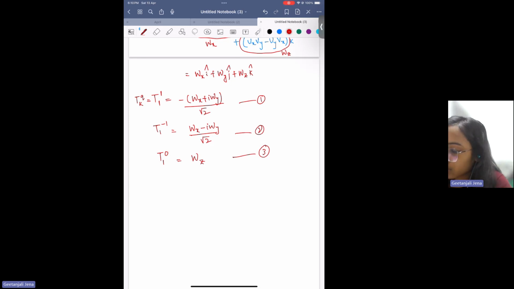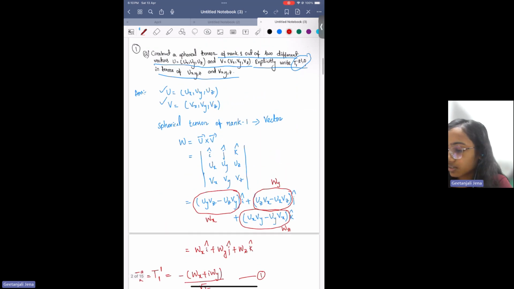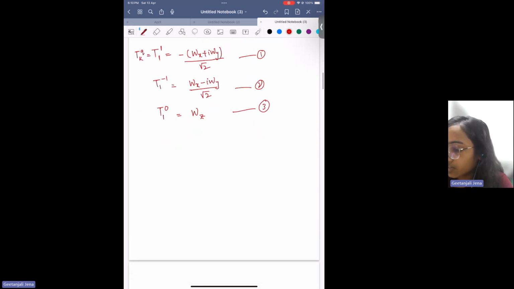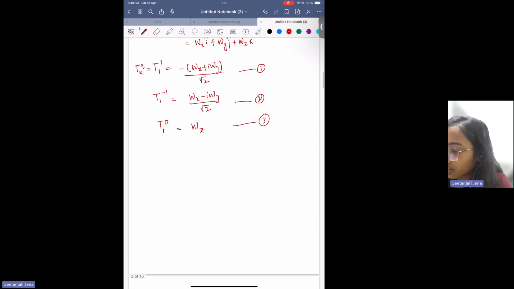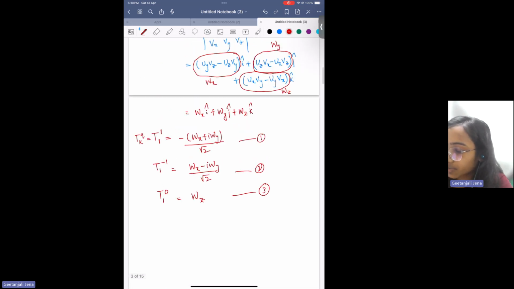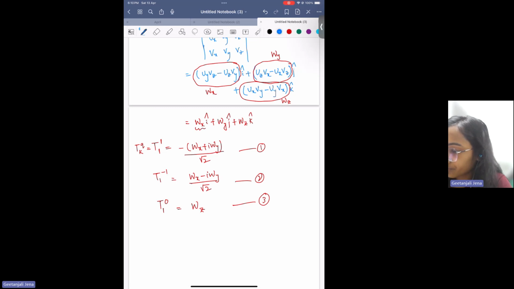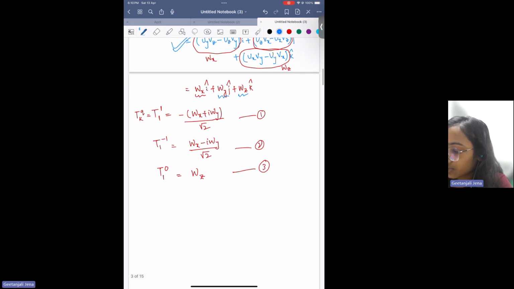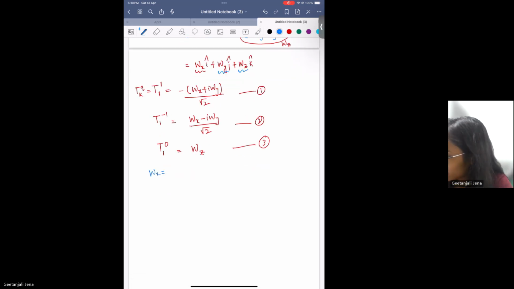Now the question is asking to represent this tensor in terms of ux, uy, uz and vx, vy, vz. So what you can do is put down the expressions for wx, wy, and wz. If you see this equation, then wx is nothing but uy vz minus, sorry, vy uz.